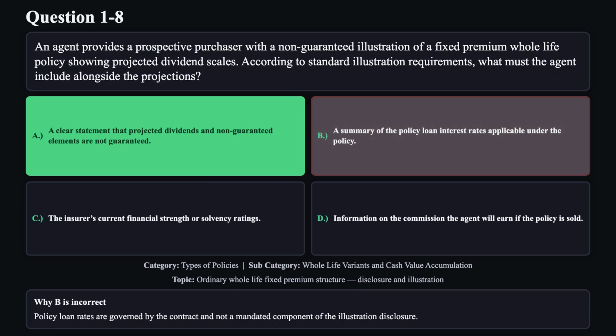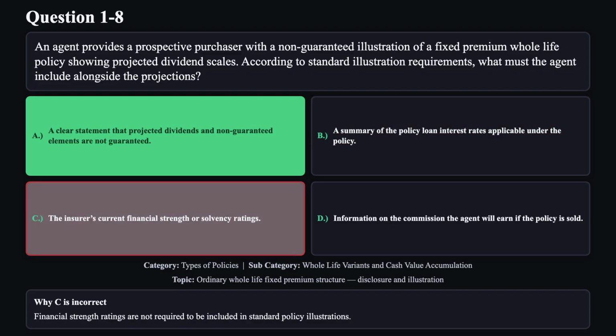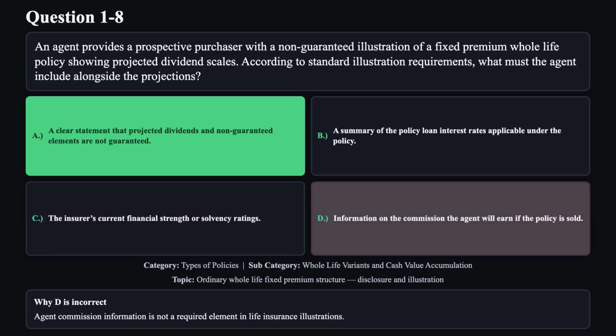Reason B is not correct. Policy loan rates are governed by the contract and not a mandated component of the illustration disclosure. Reason C is not correct. Financial strength ratings are not required to be included in standard policy illustrations. Reason D is not correct. Agent commission information is not a required element in life insurance illustrations.